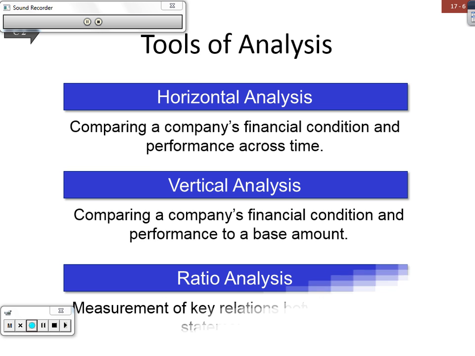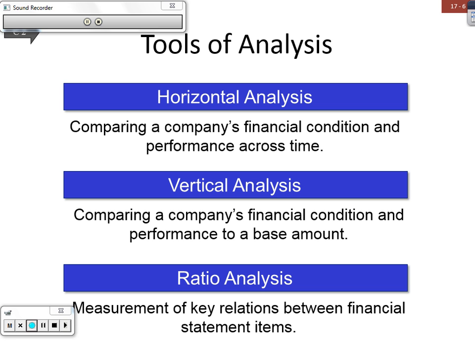So some tools we use for analysis. Yes, ratio is one of them, and I talked about those 4 blocks for ratios, right? But then we have 2 different analyses that we do for the financial statements. One is a horizontal analysis, one is a vertical analysis. The horizontal analysis is going to compare that business or that company's financial condition and their performance across time. So that means across several periods, right? And then vertical analysis is going to compare their financial condition and performance to a base amount, so maybe a previous year. Okay, so that's the difference.